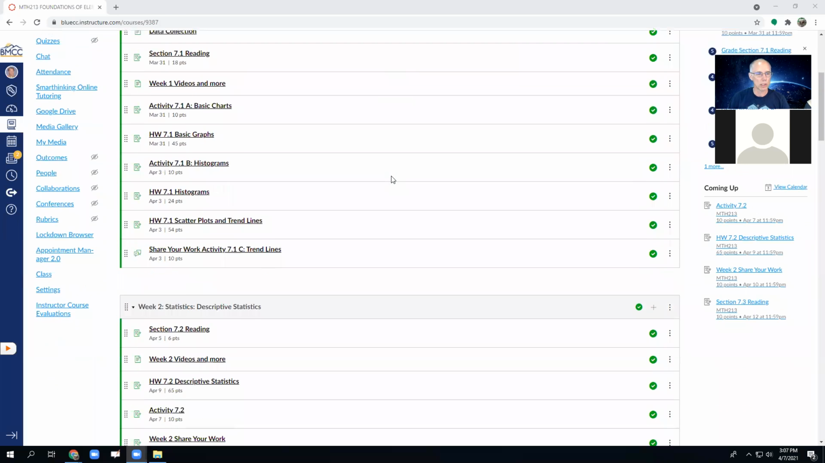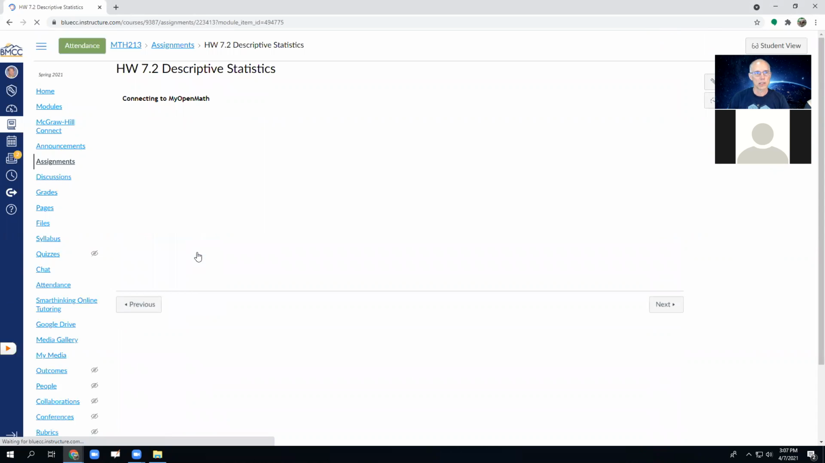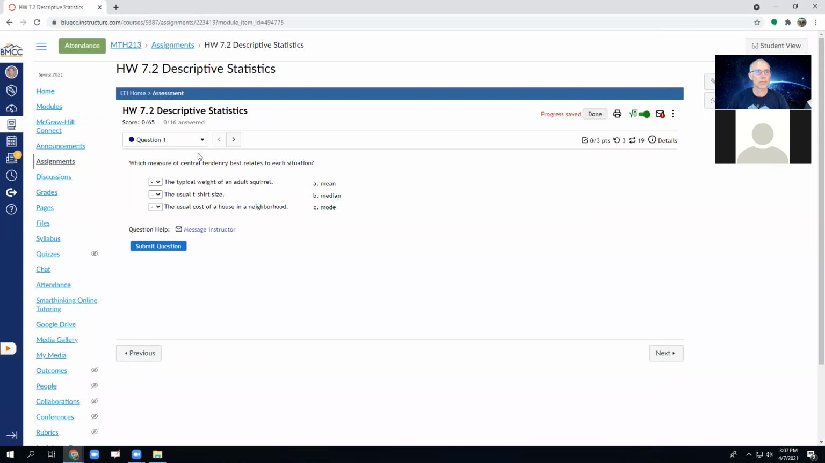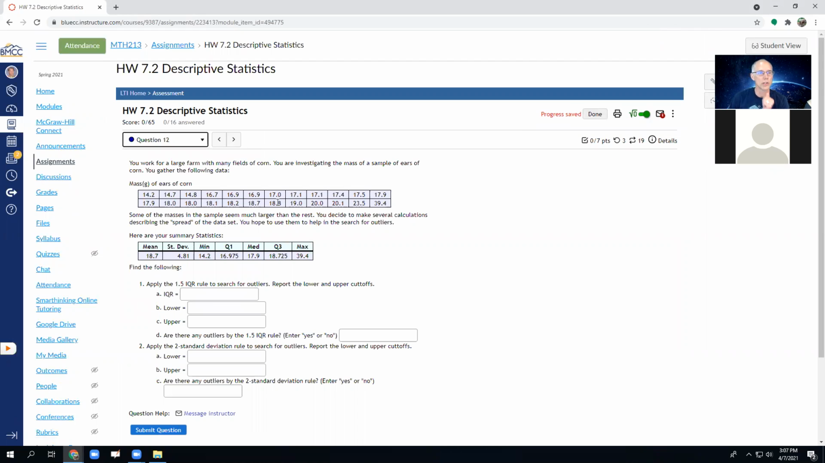All right, so we have a couple homework questions from 7.2 descriptive statistics. Zoom, and 12 and 13. All right, so given the data set here, calculate the summary statistics, and then I ask a few questions about checking for outliers.